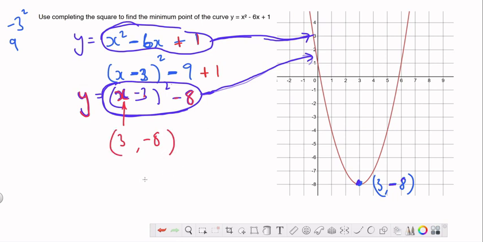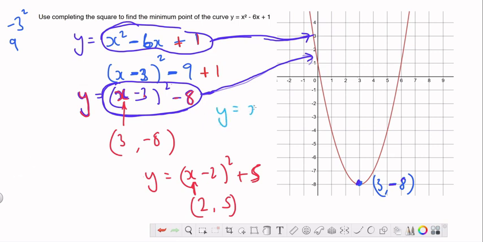If I have another example, just a quick example, let's suppose I got something like this. The minimum value would be, well, x would be 2, the opposite of -2. And the y value would just be 5. Right, another one. Let's suppose you got this one. In this case, the x value would be opposite of +3. Opposite of +3 is -3, and the y value would be just that -7 there.